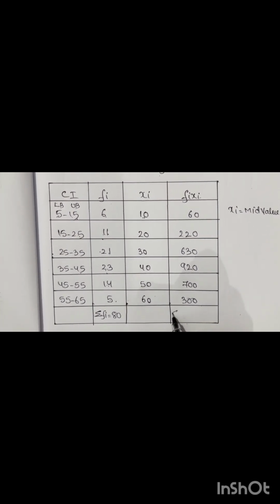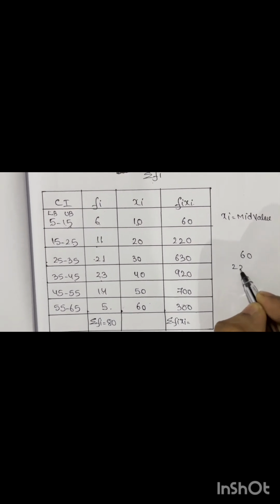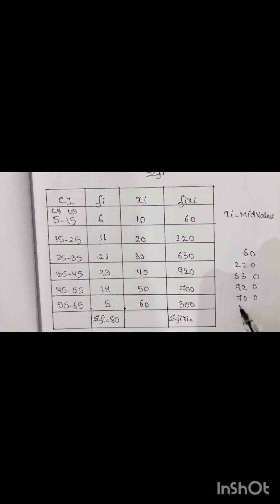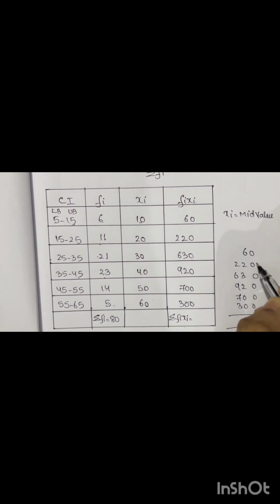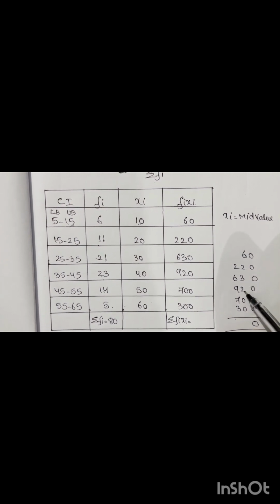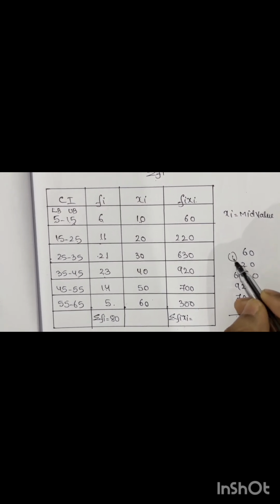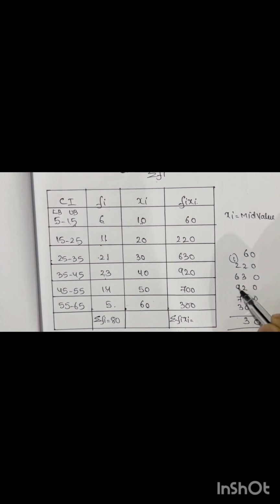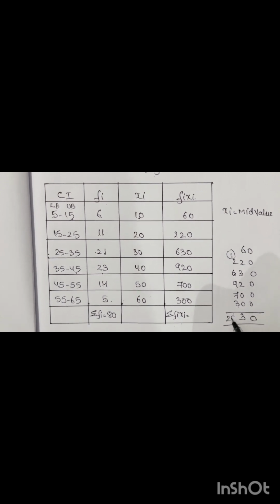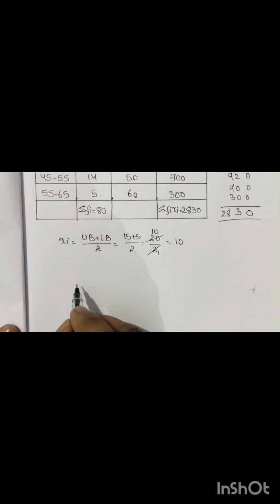Now find the summation of fi xi. Add all of these together here: 60, 220, 630, 920, 700, and the last one is 300. All these zeros, keep the 0. 6 plus 2, 8, plus 3, 11, 11 plus 2, 13, it will be 3, carry 1. 2 plus 1, 3, 3 plus 6, 9, 9 plus 9, 18, 18 plus 7, 25, 25 plus 3, 28. What did we get? 2830. So now calculate the mean.